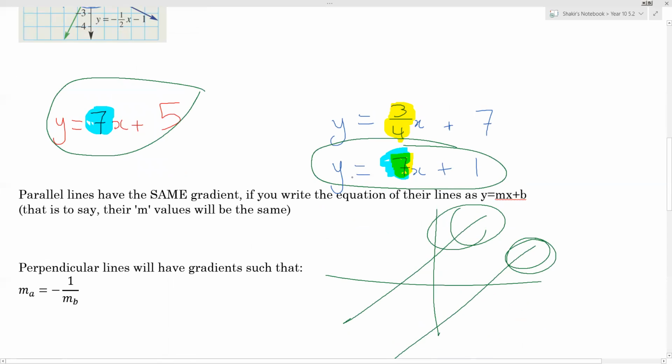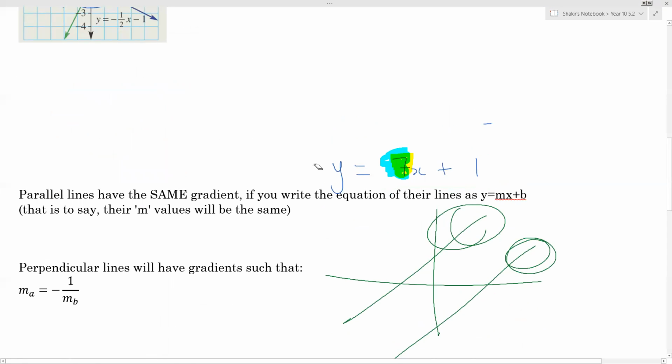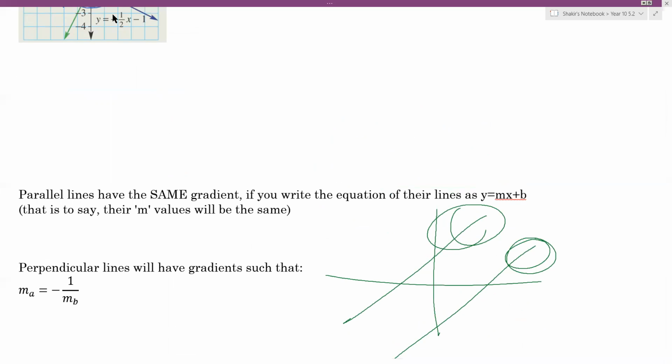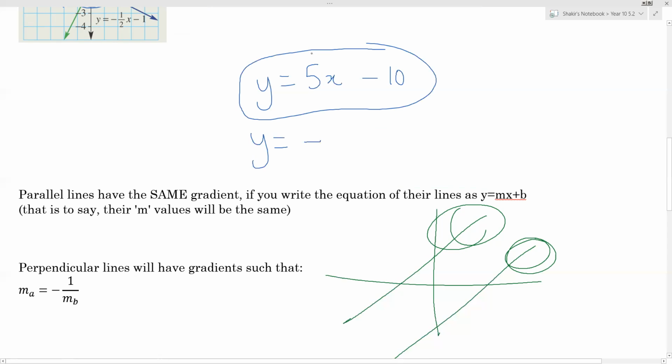Let's look at perpendicular lines. This one's slightly trickier. Perpendicular lines have gradients which are negative reciprocals. So what does that mean? Let's say, for example, this is the equation of one line, y is equal to 5x minus 10. Then the line which is going to be perpendicular to this, the line which is going to meet this line at right angles, will have a gradient which is the negative reciprocal. Reciprocal means flip upside down. So we can think of 5 as 5 over 1. If you flip it upside down, it's going to be 1 over 5. So negative 1 over 5x minus 10.